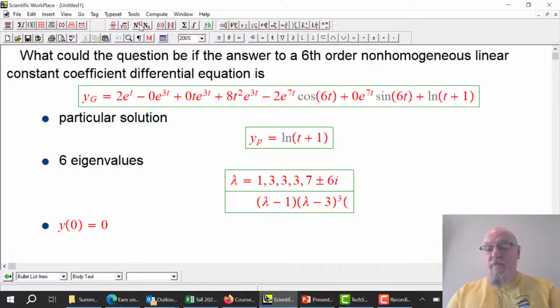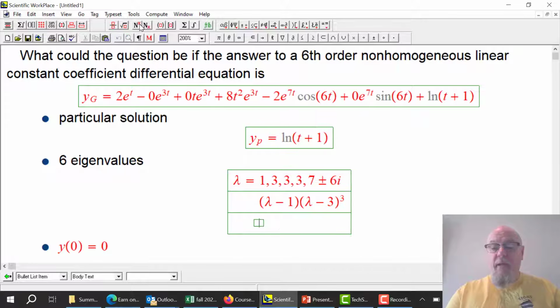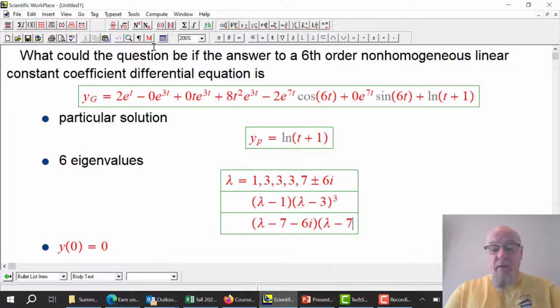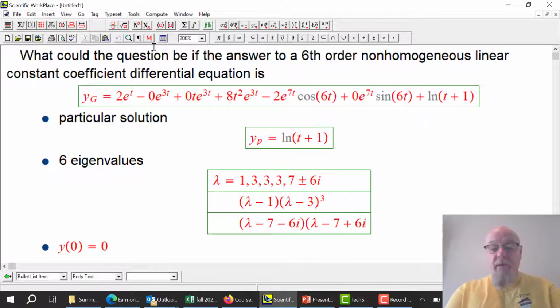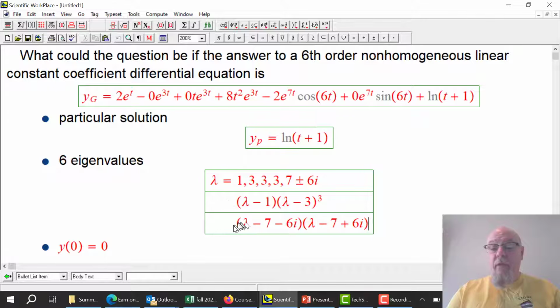And now the trig piece. The trig piece is going to be tricky. Let's do this one separately. So I still want lambda minus 7, I'll use the plus 1, so minus a minus is a plus, times this one would be minus 7 plus 6i. So I'm still putting them in as roots, but I want to just expand that out. I'm going to multiply that out. Whenever I get a 6i and a 6i, that's going to be 36i squared, so minus 36.